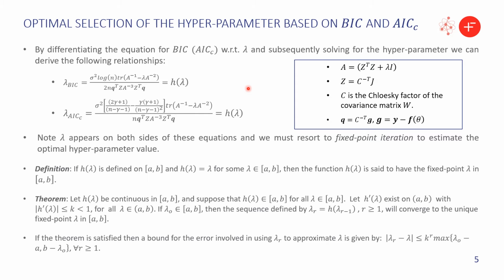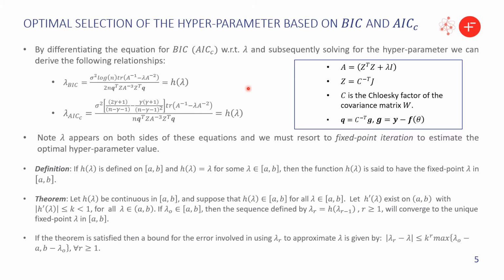hyperparameter. A fixed point is defined if the function h(lambda) is defined on the interval [a,b], and in that interval h(lambda) equals lambda for some value of lambda, which itself is in the interval [a,b], then the function h(lambda) is said to have the fixed point lambda in [a,b].